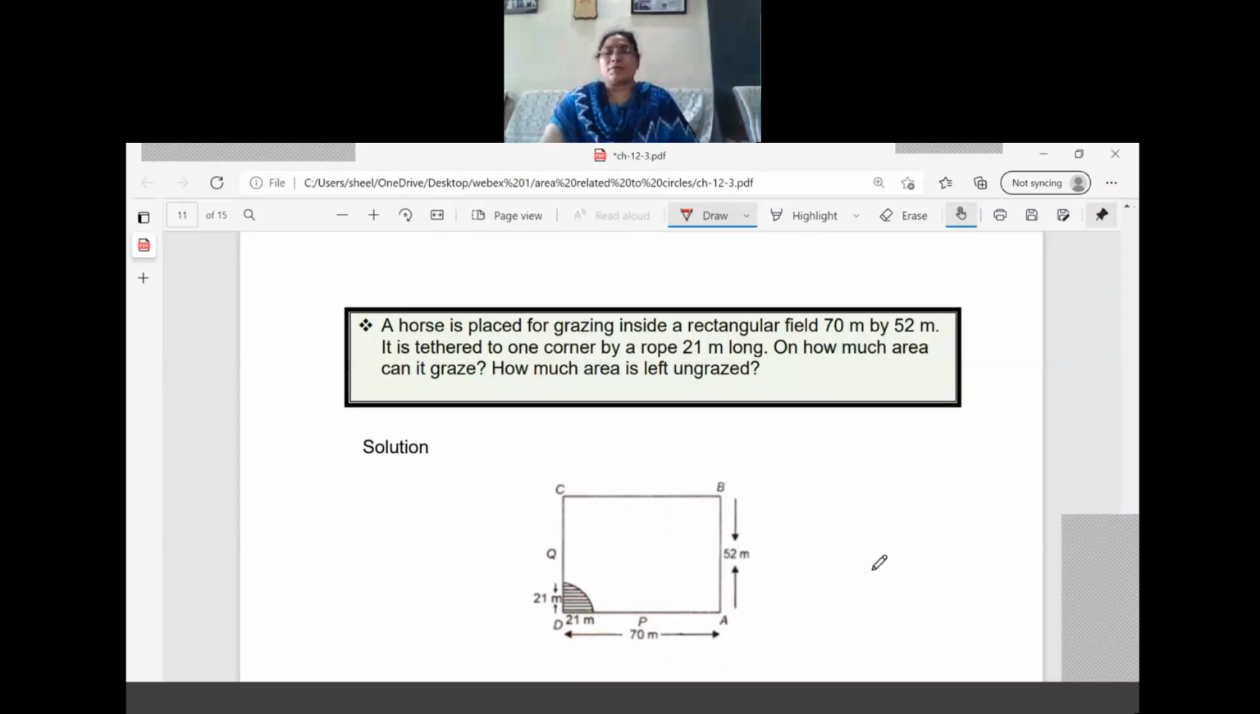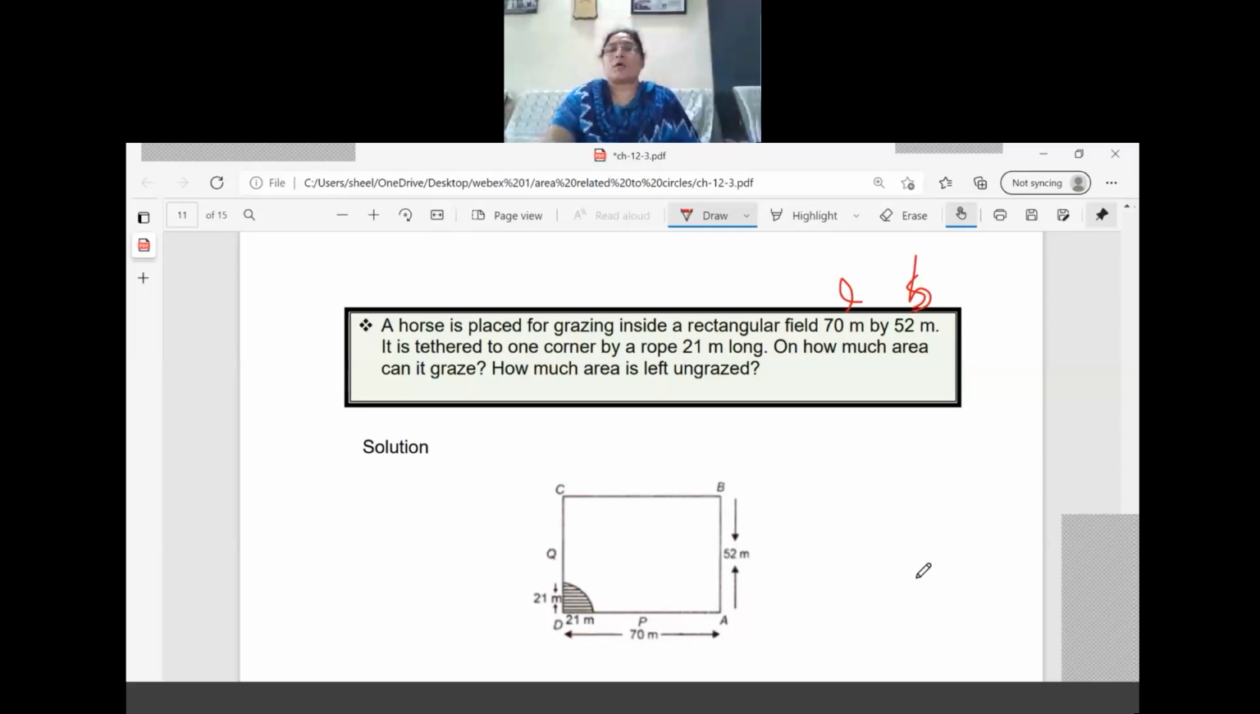So the rectangular field is given. What is the rectangular field dimensions? It is 70 and 52. So length is equal to 70, breadth is equal to 52. And it is tethered to one corner by a rope 21 meter long only. That means what is the radius? Radius equal to 21 meter, right?